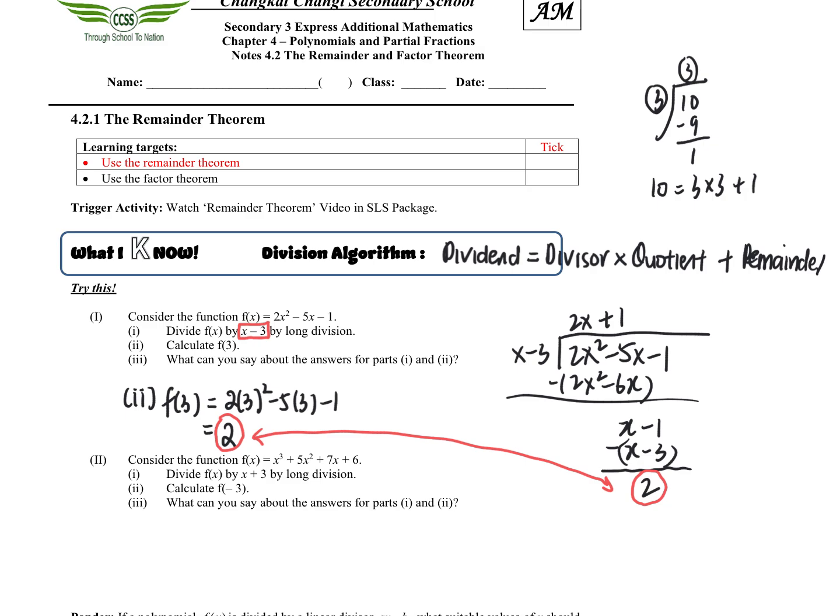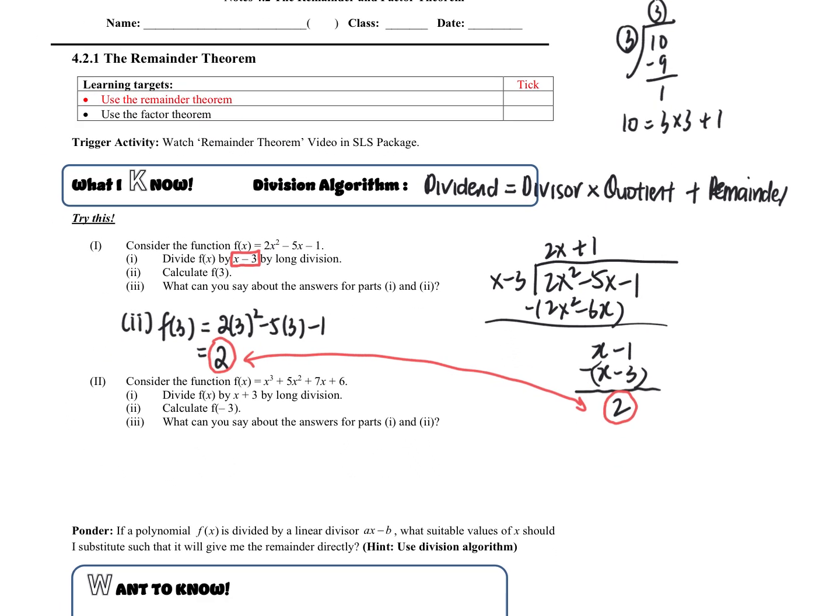But why is that so? Okay, it's because if I rewrite this, we know the division algorithm, right? If I were to rewrite this, I will get this. So if you ask for a remainder, you can just do this. Yeah. So can you see that when I sub in, this is my f of x.